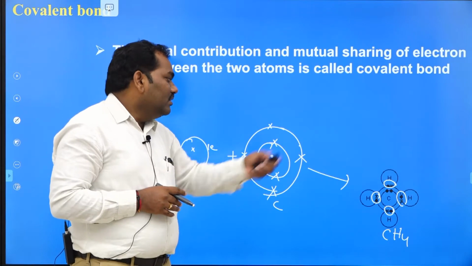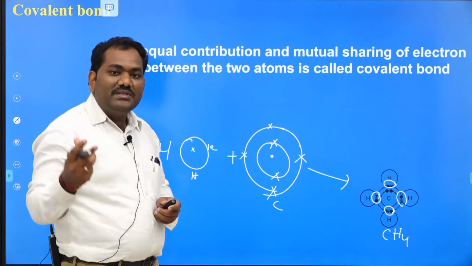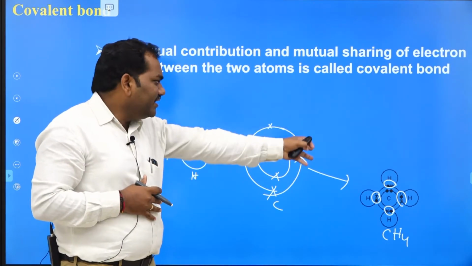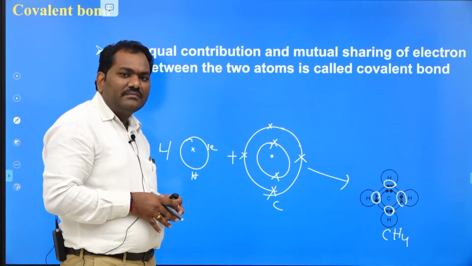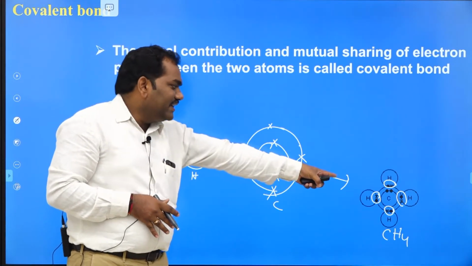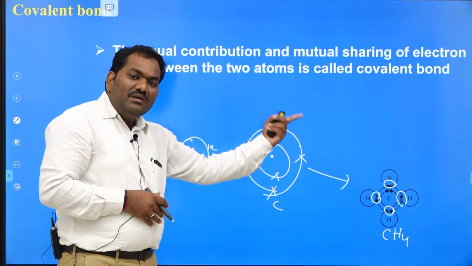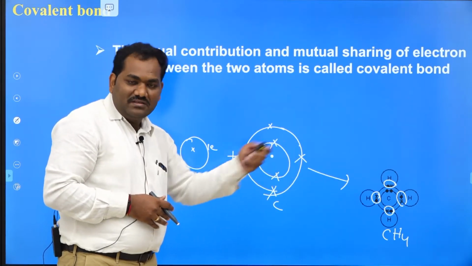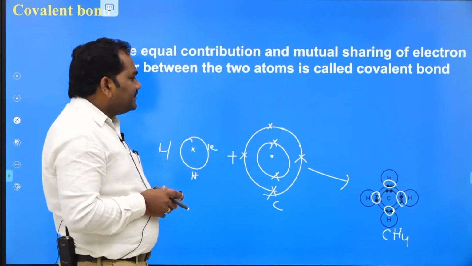Similarly, hydrogen also has duplet configuration. Both atoms attain stability by the mutual sharing. Before sharing, both are ready to participate in reactions, so the reactivity is more and stability is less. After sharing, the reactivity is less and stability is more. Why? Because in that CH4 molecule, every atom attains either duplet or octet configuration. This is called covalent bond.